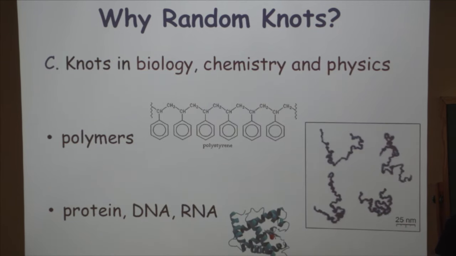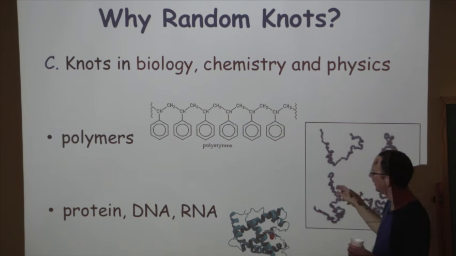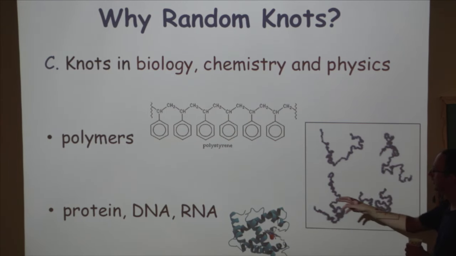Okay, another reason to consider random knots comes from a very different direction. Knots happen in nature, and sometimes it is interesting to understand them. If we have thread-like molecules, like plastic-like polymers, or biological polymers, like protein and DNA, it may be interesting to understand the knotting. There is some work about it. And nature is random. So if we have many molecules, then it is a sort of random ensemble of knots that maybe would be interesting to understand.